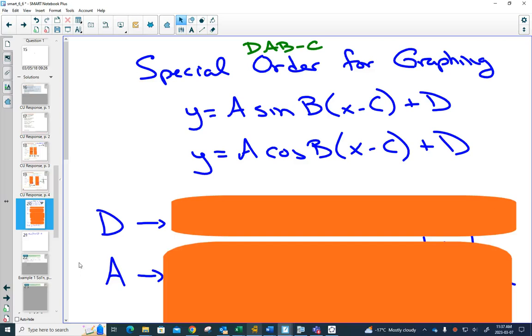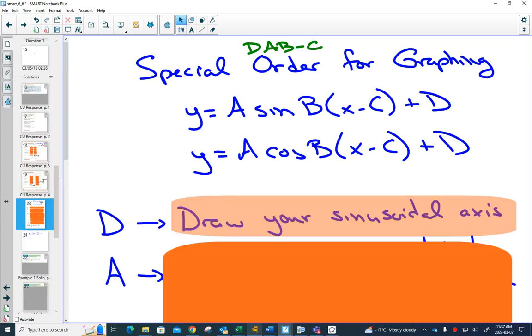So first of all, in DAB-C, what is the D value? The D value is your center line or your sinusoidal axis. So the very first thing you're going to do is take out a red pen and draw a horizontal line for your sinusoidal axis or your center line.